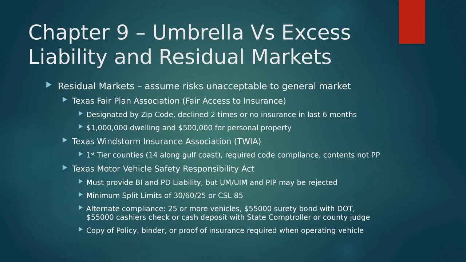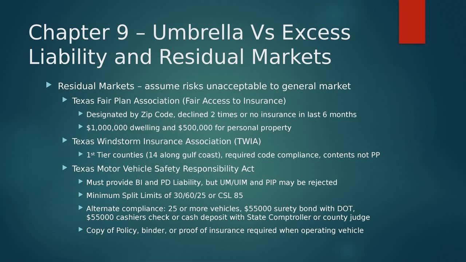Speaking of Texas Windstorm Insurance Association, TWIA, these are all going to be for coverage for people that can't find private coverages in the first tier counties. This would be all those that are along the Gulf Coast of the Gulf of Mexico, all the way from Matamoros to the Louisiana border. So the association for these is made up of all the property insurers that are authorized to transact property insurance within the state, and therefore they all have to participate.